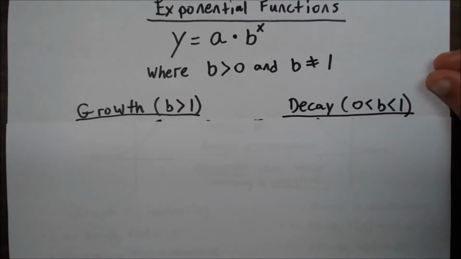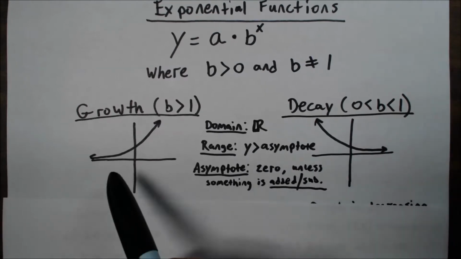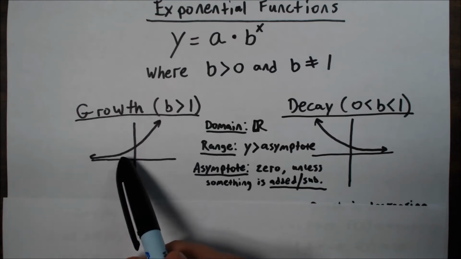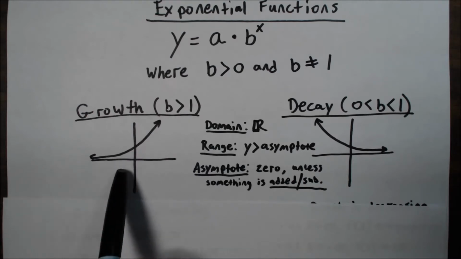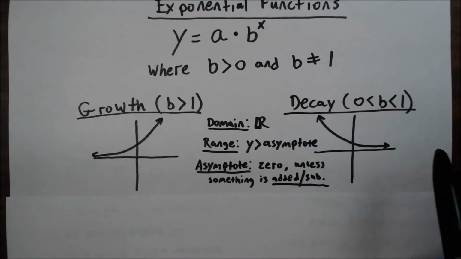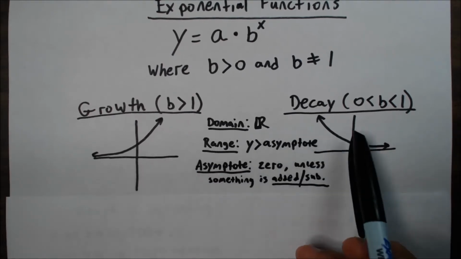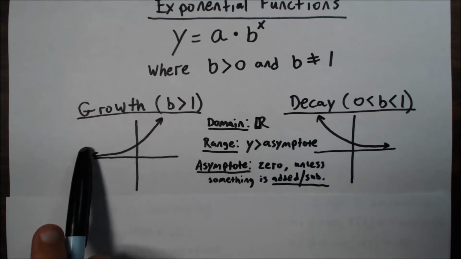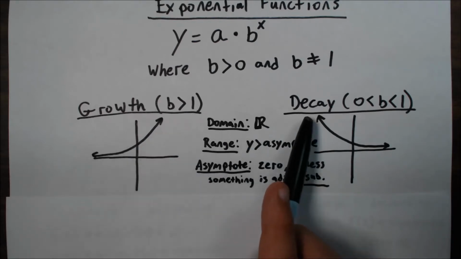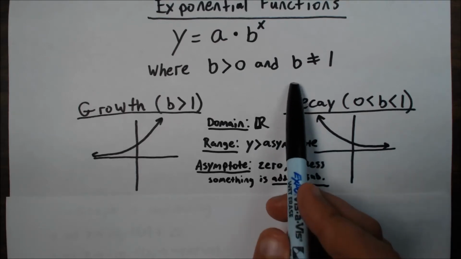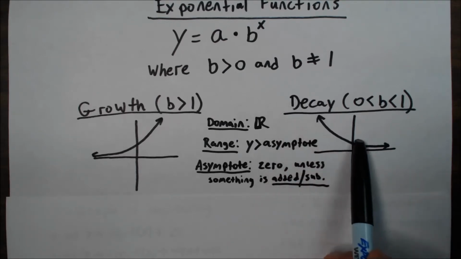But here's what that looks like. A growth function is going to look like this. It's going to increase as it goes to the right, and it's going to approach an asymptote as it goes to the left, which is usually going to be the x-axis, but not always. For decay functions, it's the exact opposite. It's mirror flipped left to right. The part on the left is flipped to the right, the part on the right is flipped to the left, so that you get a graph like this, which goes up to infinity as you go to the left, and approaches the asymptote as you go to the right.